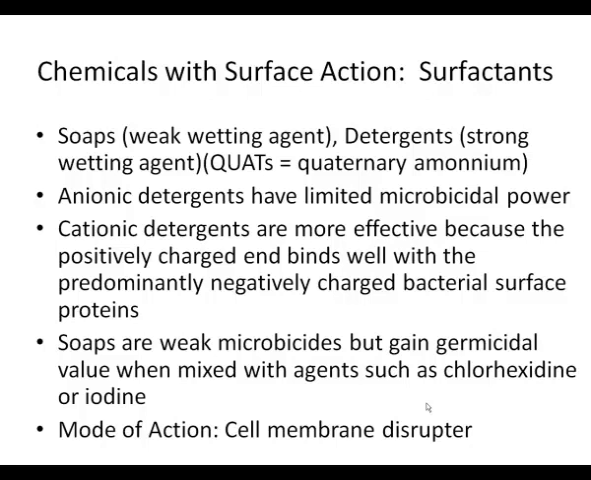Soaps are going to be weak microbicides, but they can gain some germicidal value when you mix them with something like chlorhexidine, triclosan, or iodine. These are going to be those antimicrobial soaps. The mode of action of surfactants is that they are cell membrane disruptors. They are going to disrupt that membrane. Those stabilizing proteins are going to be torn away, and you're going to have a huge hole in your membrane.